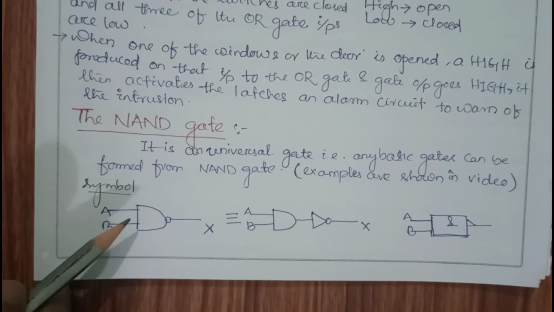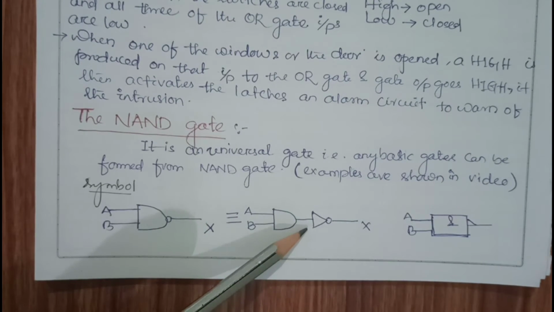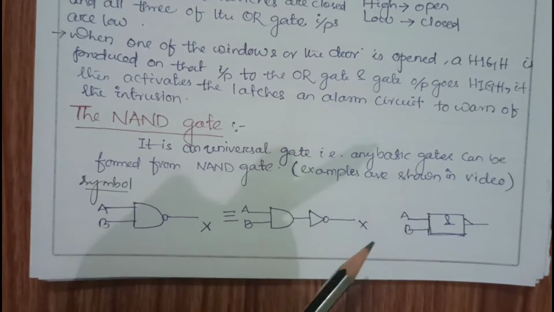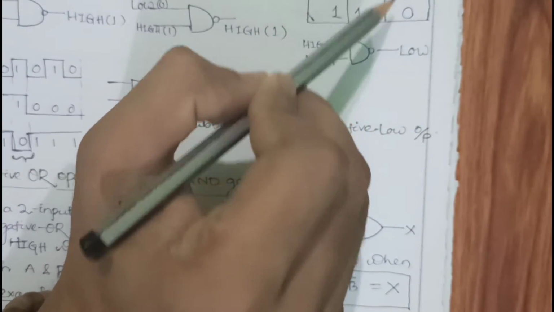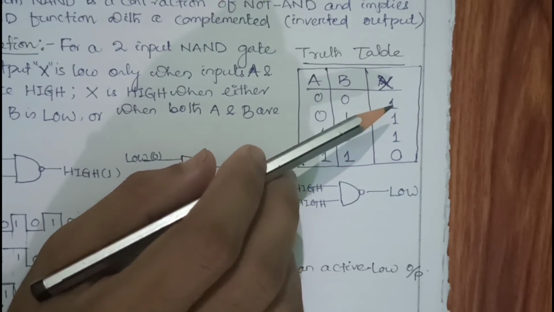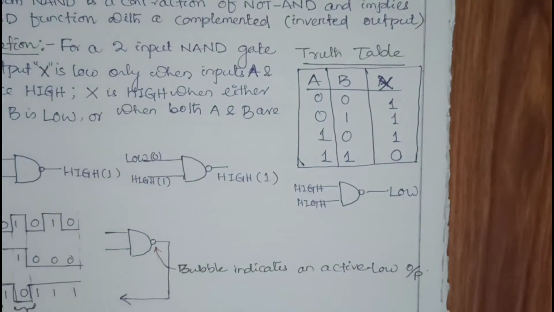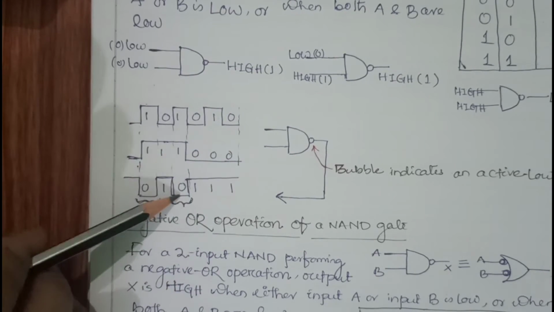The fourth one is nothing but the NAND gate. NAND is nothing but AND plus NOT, and this is the second representation. Whatever the output of the AND gate is, just invert that. What is the output of the AND gate? 0 0 0 1. So what will be the output of the NAND gate? It is nothing but 1 1 1 0. Similarly, you apply a signal to this gate and you will get the output.